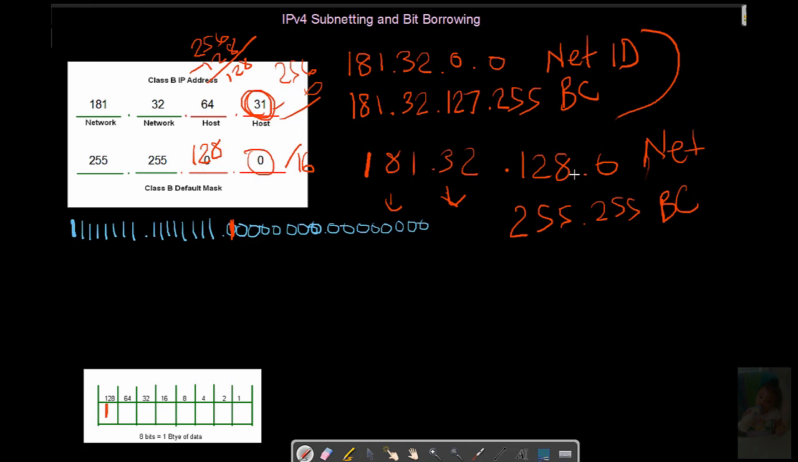Okay. Your range is everything in between. So it's 128.1 all the way through 255.254. That is your range inside this network.